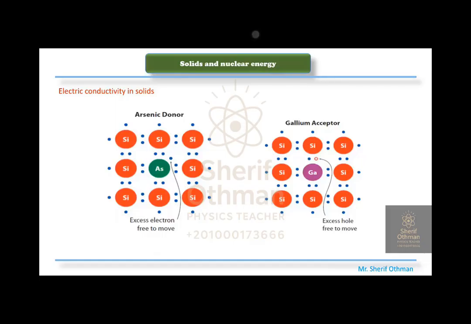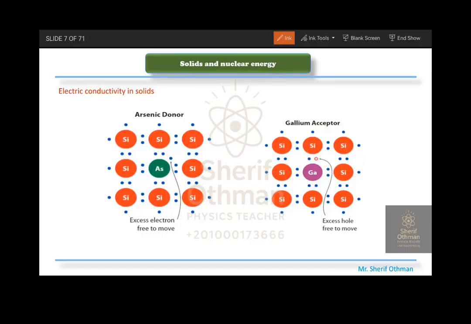Here's the figure which I explained. In this one I added arsenic. Arsenic is a donor. It's pentavalent, that means it's surrounded by 5 electrons, so there is one extra electron. This extra electron will move from one atom to another atom.